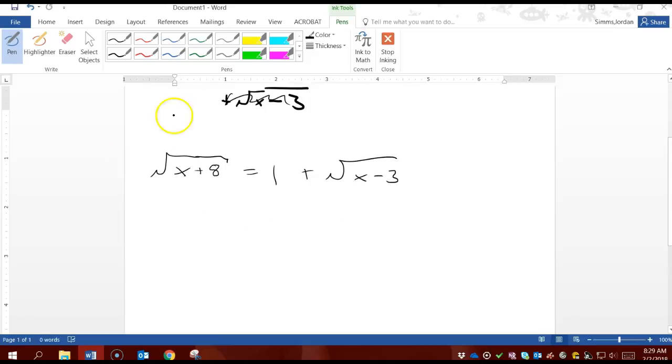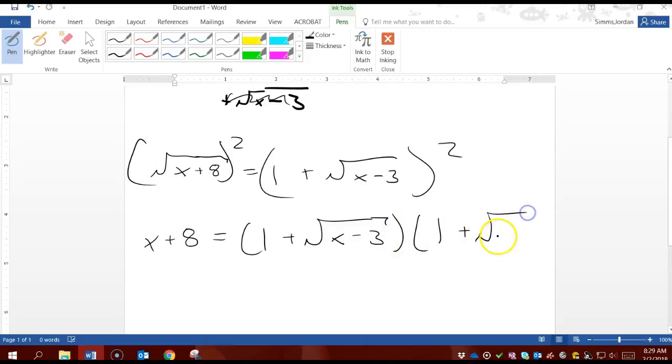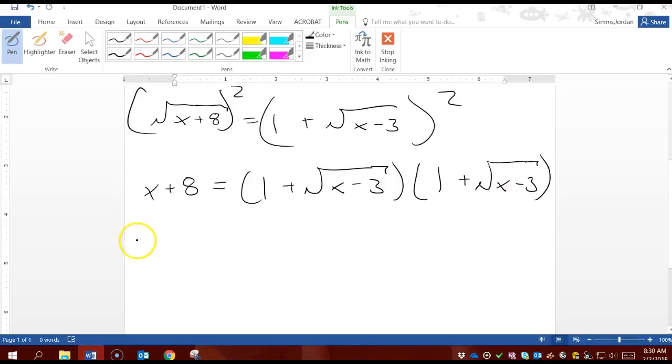Okay, so now I'm going to square both sides of this. Over on the left, it's going to cancel the root, so I just have x plus 8. Over on the right, I have a binomial squared, 2 terms, so we have to write it down twice and FOIL it. I'll just write it right out like this.